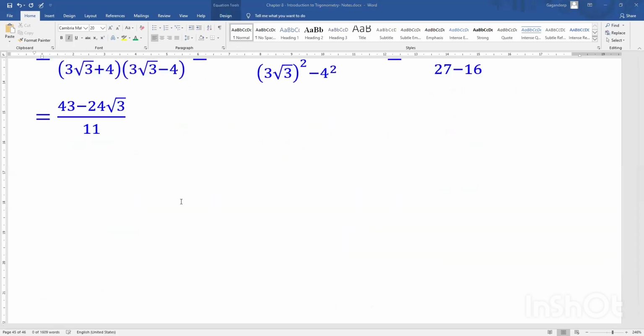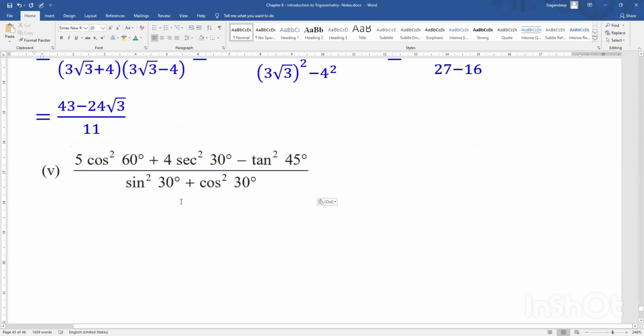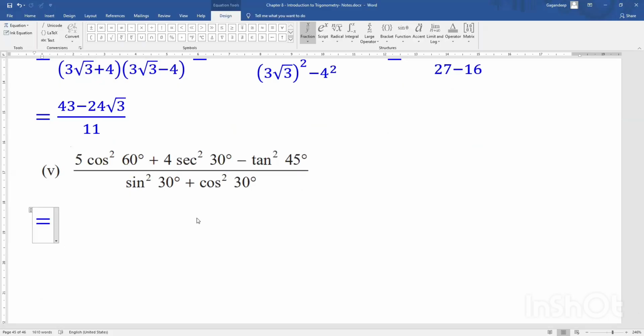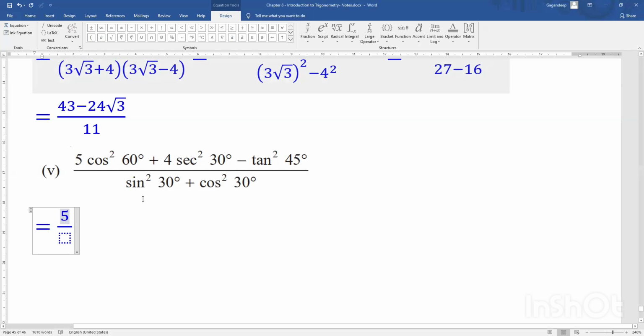Fifth one. So 5 cos square 60 degree plus 4 secant square 30 degree minus tan square 45 degree whole over sin square 30 degree plus cos square 30 degree. Now for this, let me take it equal to. Now here we write the fraction. So in the numerator, we have 5 into cos square 60. Cos 60 is 1 by 2. So cos square 60 is 1 by 2 the whole square. We write that 1 by 2 the whole square.